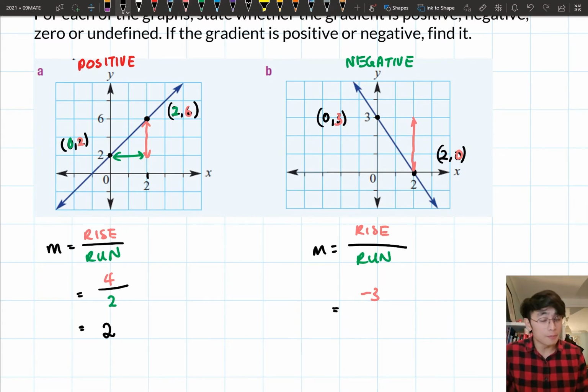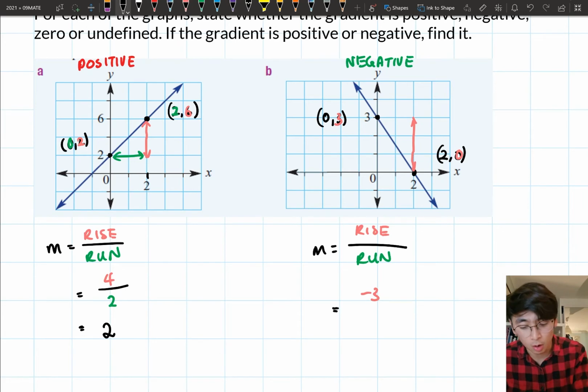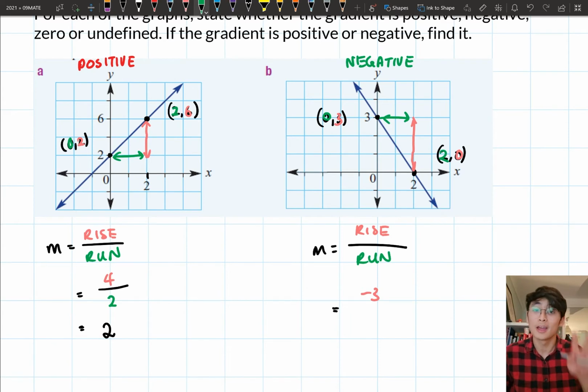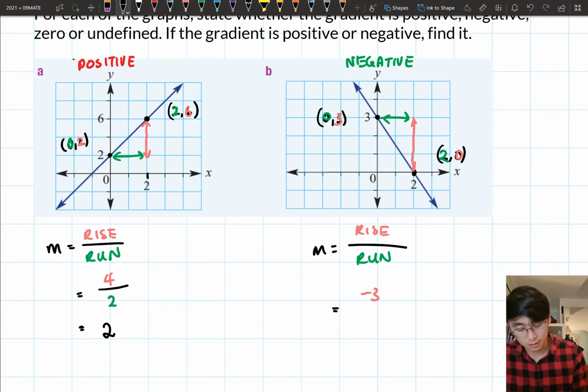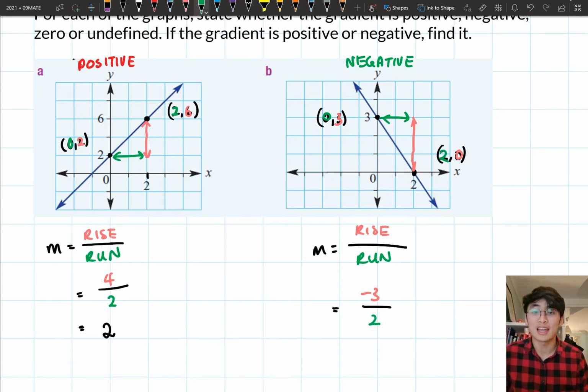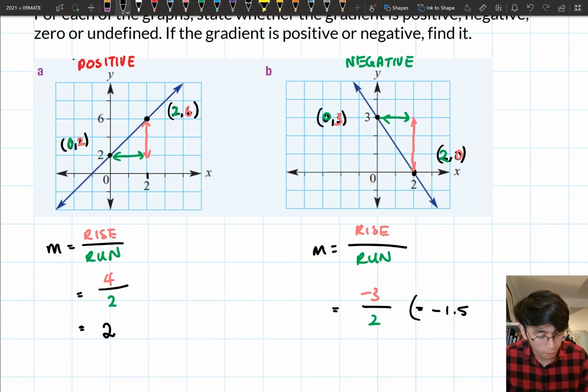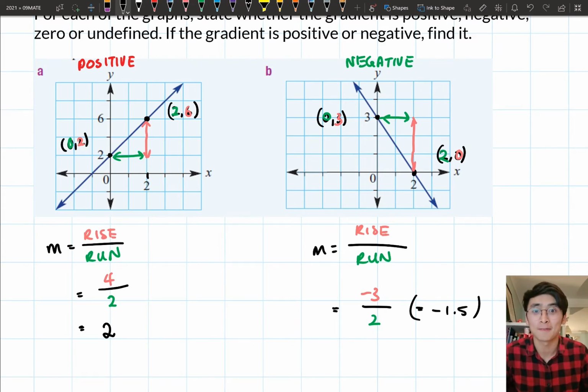Okay? Then we're going to have a look for the run. The run is how many horizontal units I have to go across by. And here, I'm starting at 0, and I go to 2, which means I go across by 2 units. So here, this is going to be a run of 2, which gives you negative 3 over 2. Now, you could put this in a calculator and you would get negative 1.5. Or you can just leave it like this. Because this fraction can't be simplified any further, we can leave our gradient like this, negative 3 over 2.